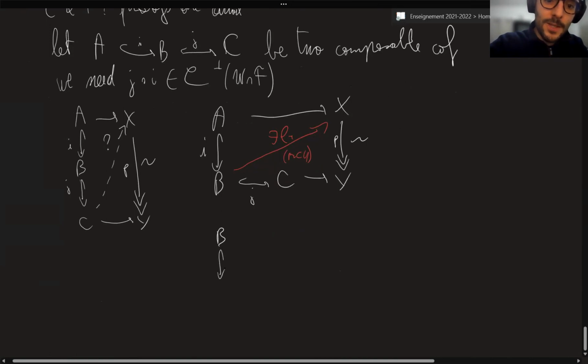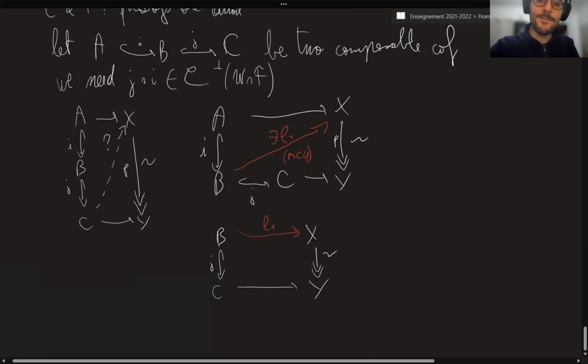And now I draw another diagram, like that. I just take this triangle here and I notice it's actually a square with a flat edge, right? And so by MC4, there exists a lift L2. So we have constructed a map from C to X. Now the question is, does it make this thing here commute?